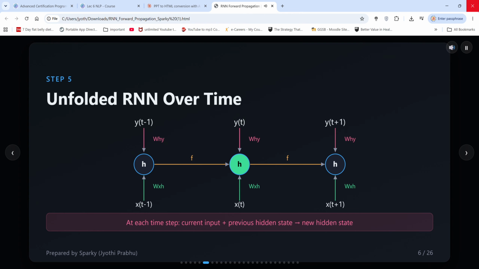This same cell repeats at every time step. That's called unfolding the RNN over time. At time t-1, t, and t+1, the network takes the current input, combines it with the previous hidden state using WXH, applies the tanh activation F, and produces the next hidden state, which then generates an output using Y. At each time step, current input plus previous hidden state gives a new hidden state.